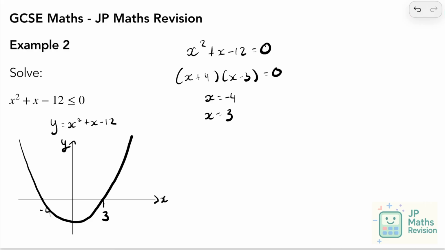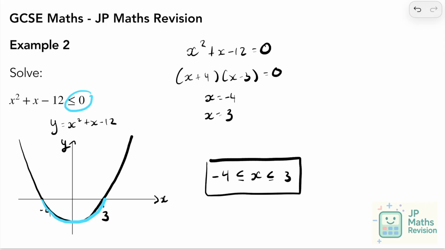But this time we're looking where the graph is less than 0. So now we're looking below the x-axis, because where it's below the x-axis, the y values are negative. I'm looking specifically at the values of x between minus 4 and 3. So the answer to this question is x is between minus 4 and 3, but it can be equal to minus 4 and 3 because it's less than or equal to. So this is the answer to this question.